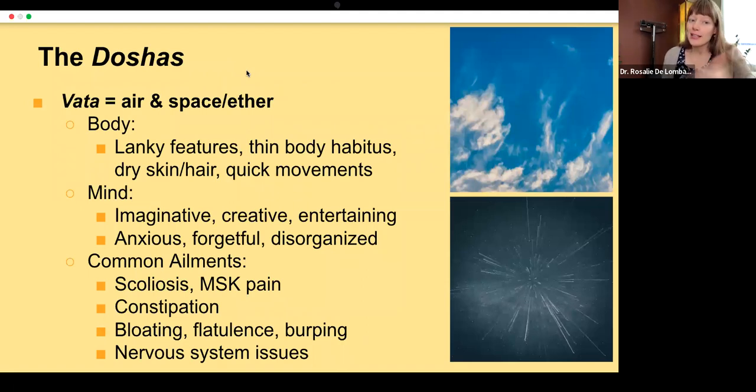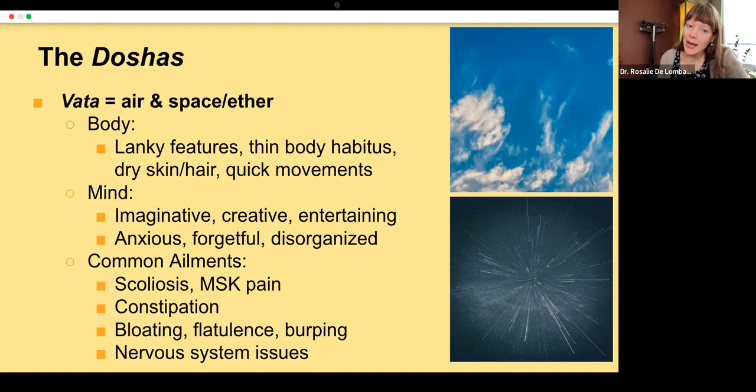So let's dive into what Vata dosha is, okay? Remember, it's the air and the space elements. Vata type people here are divided out into body, mind, and common pathologies, okay? So our Vata people are very airy, right? So imagine lanky features, thin body habitus, maybe dry skin and hair. They're quickly moving around, right? There's a lot of space for them to inhabit and zip around in ultimately.